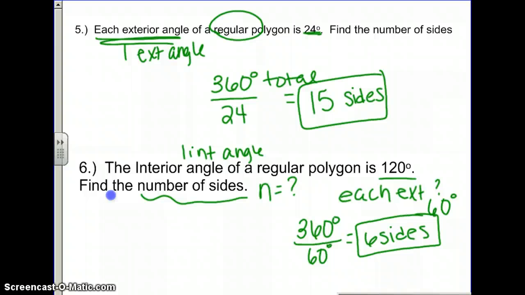So there are lots of different things we can solve for with these polygons. Please make sure you took down great notes. We will pick up with this stuff tomorrow.